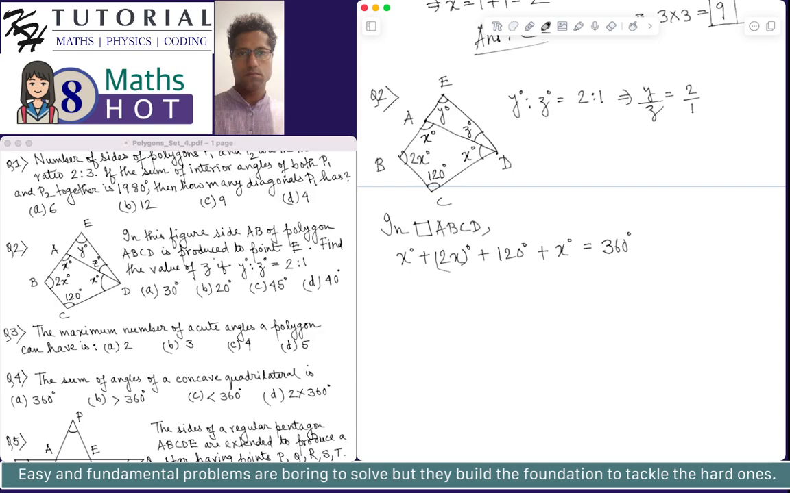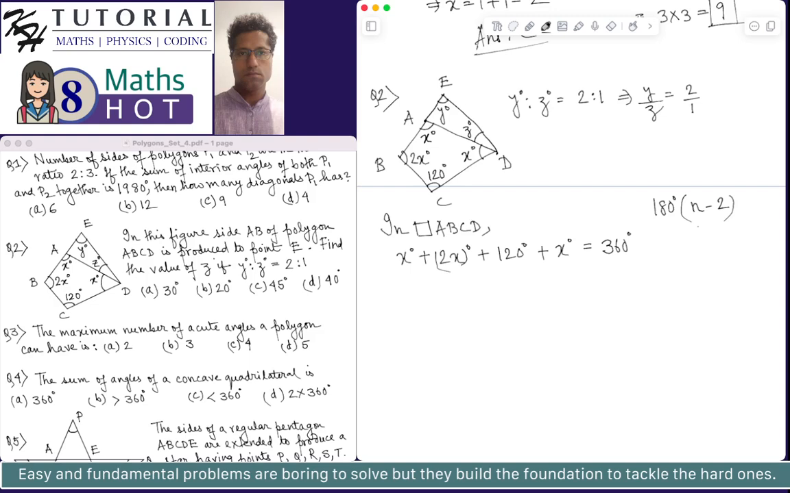Now I have already covered the chapter of quadrilaterals in the other playlist, CBSE Maths 8 RS Agarwal, and so if you have seen the video on quadrilaterals, then you will know that the sum of the interior angles of a quadrilateral is 360 degree, because in general the sum of interior angles of a convex polygon with n sides is 180 degree multiplied by n minus 2, where n is the number of sides of the convex polygon. For a quadrilateral, n is 4.